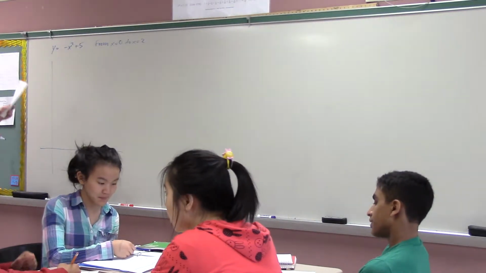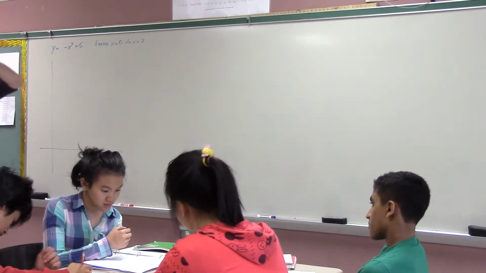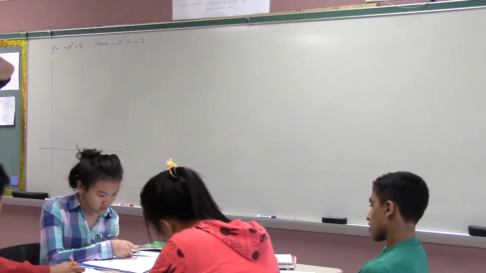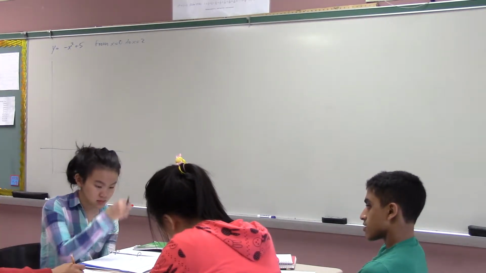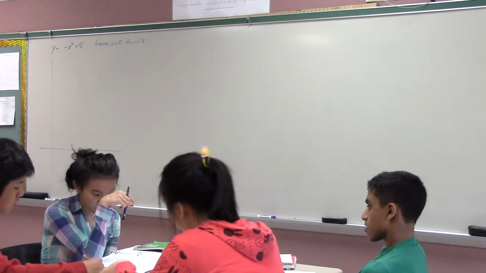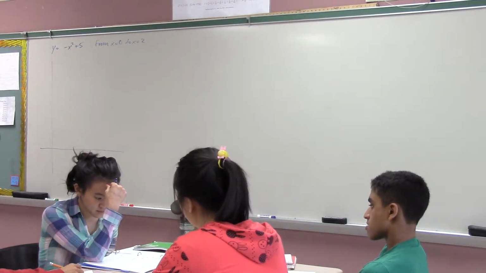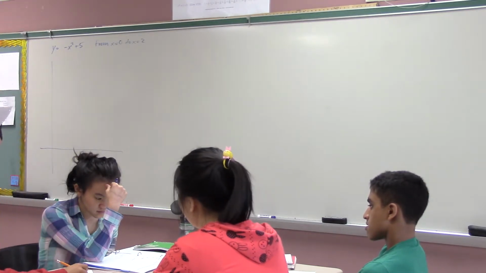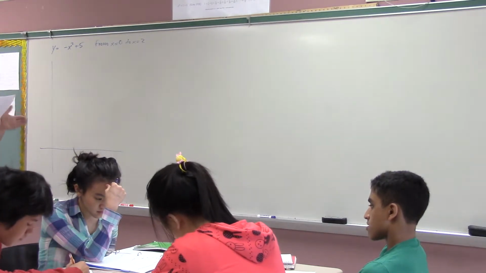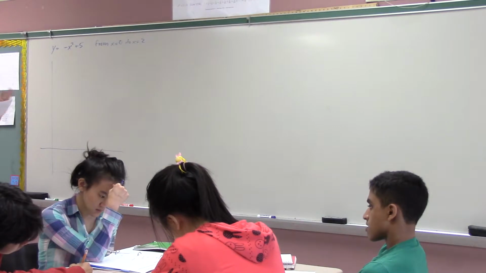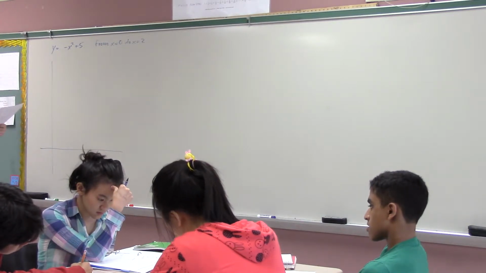Let's see. And I think I said, let's see, what did I say? Approximate the area between the x-axis and the curve y equals negative x squared plus 5 from x equals 0 to x equals 2. Divide the interval from 0 to 2 into 5 equal width subintervals and approximate the area using rectangles that lie alternatively below and above the curve.